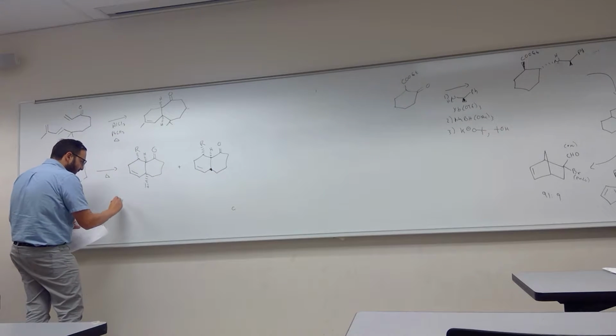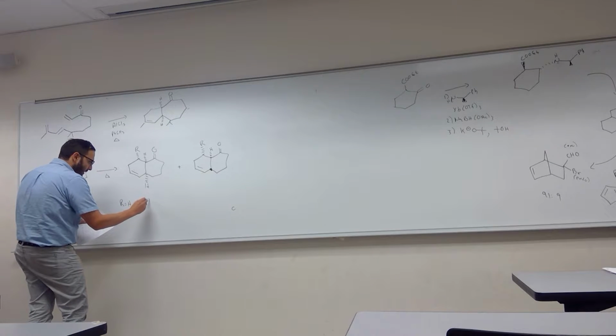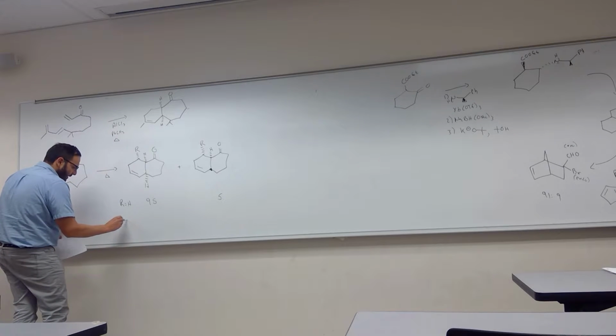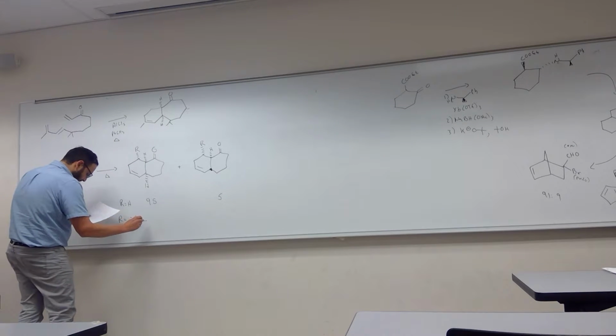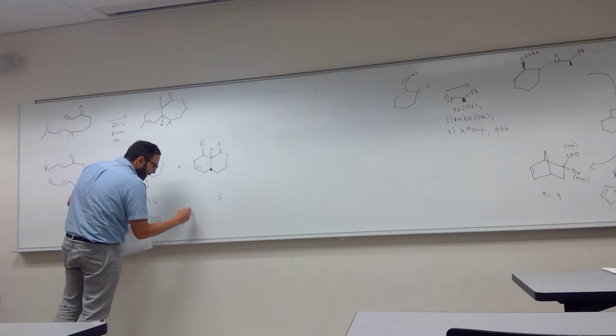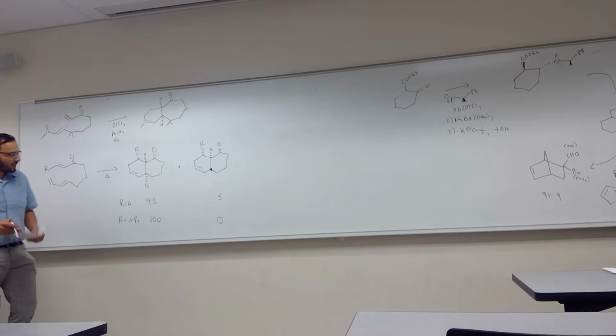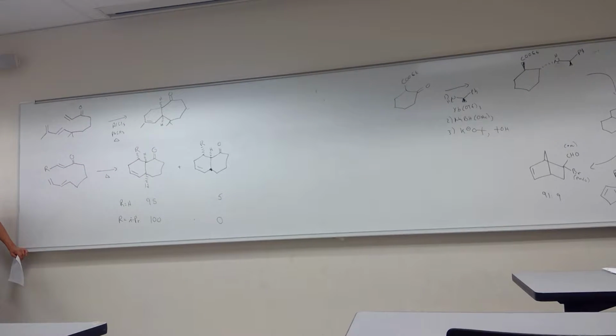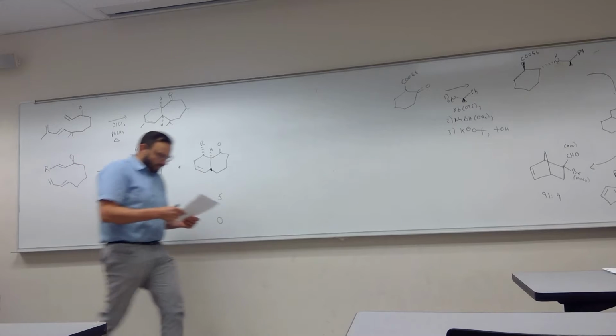So if R is H, 35 to 5. If R, that's a nice isopropyl group, is 100 to 0. So the size of the R group can also control, in this particular case, the previous selectivity, the DR values for these types of reactions. Okay.